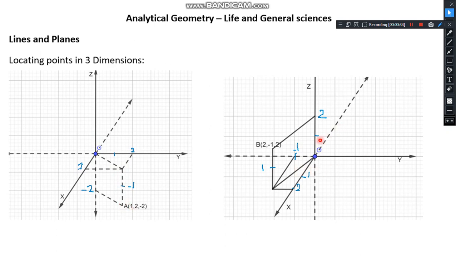Okay, if I want to locate the point B whose components are 2, minus 1, 2, so I go on the x-axis 2 units, y minus 1, to the left we go, and then complete the parallelogram, and I go elevation 2. So this is locating points in a three-dimensional figure.